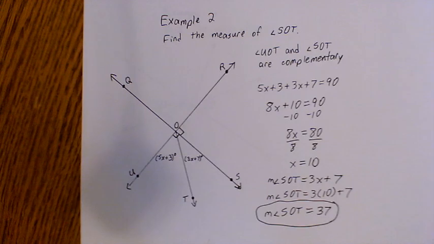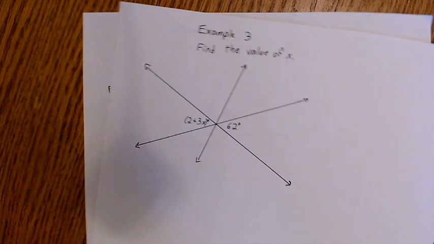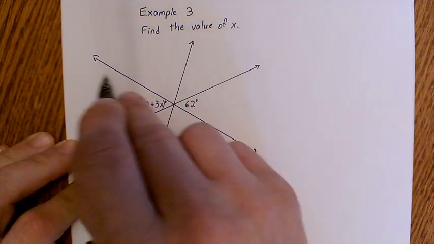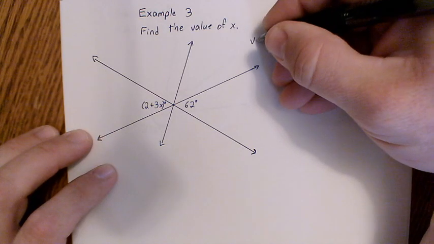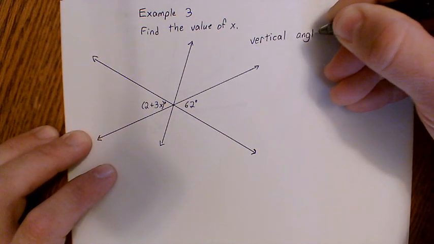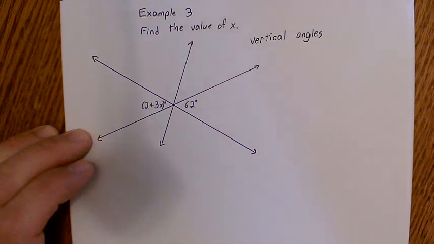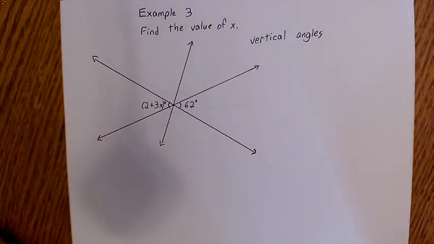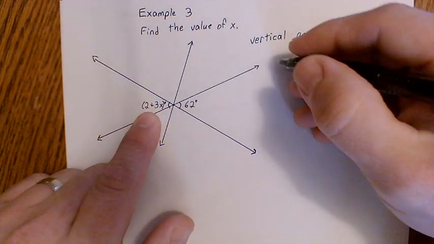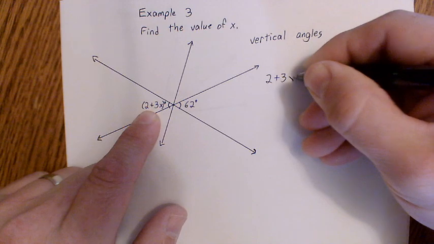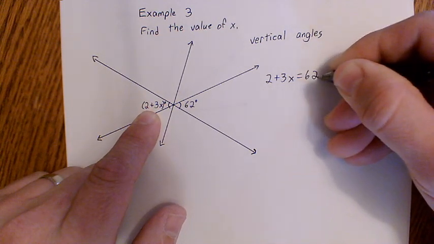All right, on example 3, we are looking at something that's actually not complementary, not supplementary. We have 2 intersecting lines. You should start thinking about vertical angles here. And the thing about vertical angles is that they are always congruent. So these 2 angles would actually be the same measure. So I can go ahead and make the conclusion, since they're vertical angles, that 2 plus 3x must equal 62.